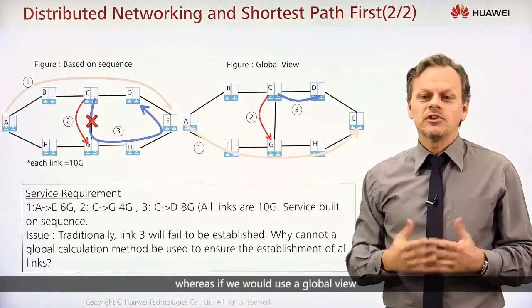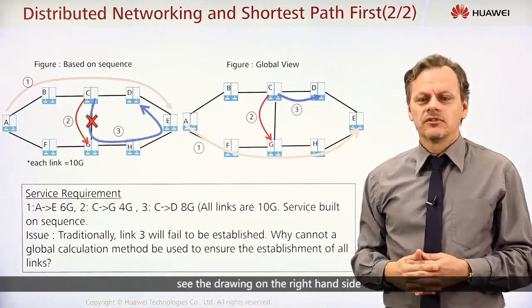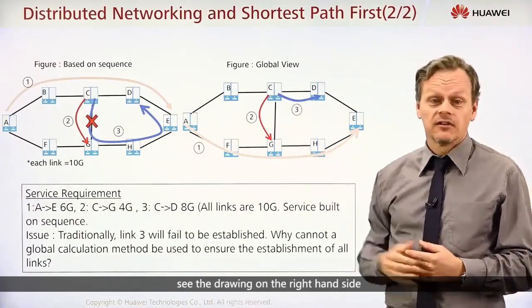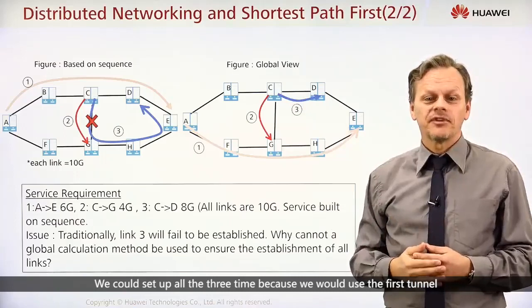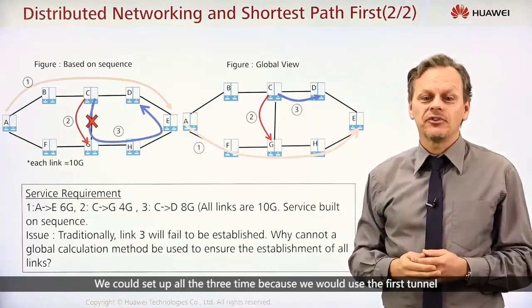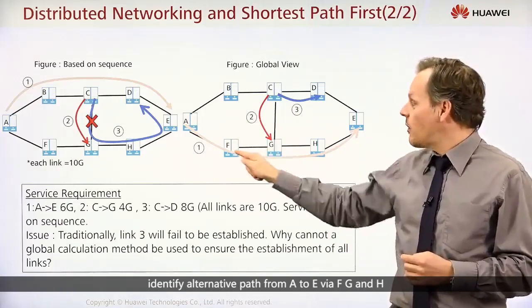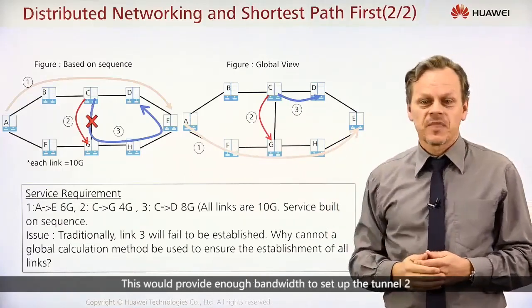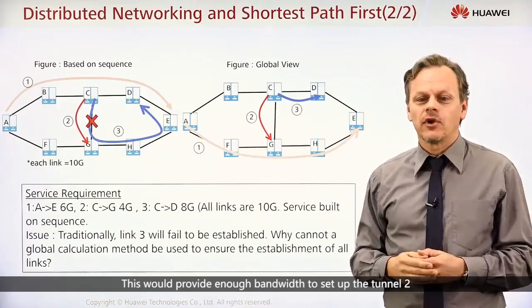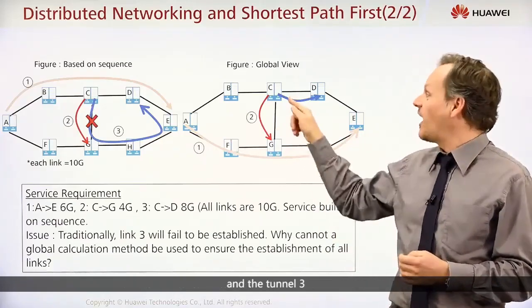Whereas if we would use a global view, see the drawing on the right-hand side, we could set up all the 3 tunnels because we would use for the first tunnel the alternative path from A to E via F, G and H. This would provide enough bandwidth to also set up the tunnel 2 and the tunnel 3.